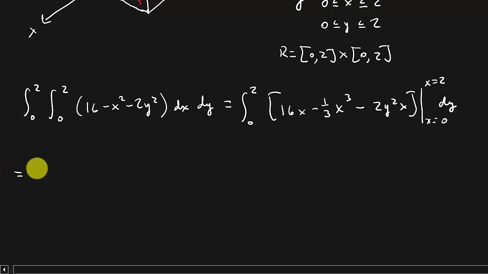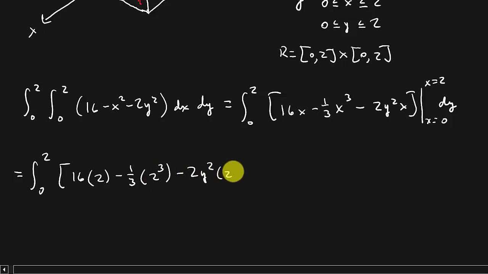All right. And so now we've got 0 to 2. And now we've got to plug all that stuff in. So that is going to be 16 times 2 minus 1/3 times 2 cubed minus 2y squared times 2 minus, all right, so it's nice when that right there is 0 and we got variables everywhere, because when we plug the 0 in for x, all that's just going to be 0, and that's dy.